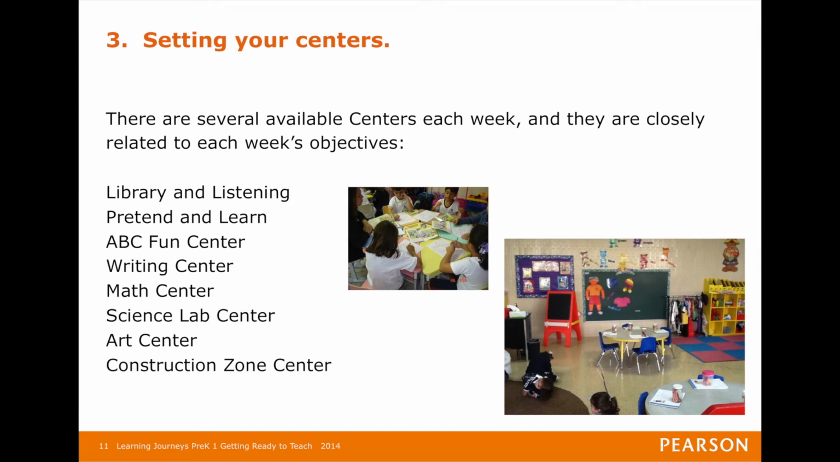Pretend and Learn Center. This is a place for dramatic play. Stock the area with items such as a toy stove, a refrigerator, shelving, and a table. This area should also include costumes and props, as well as toy animals or dolls, doll clothing, and doll furniture. ABC Fun Center. Stock this area with magnetic letters, letter cards, and picture cards, as well as writing materials such as paper, pencils, and crayons.